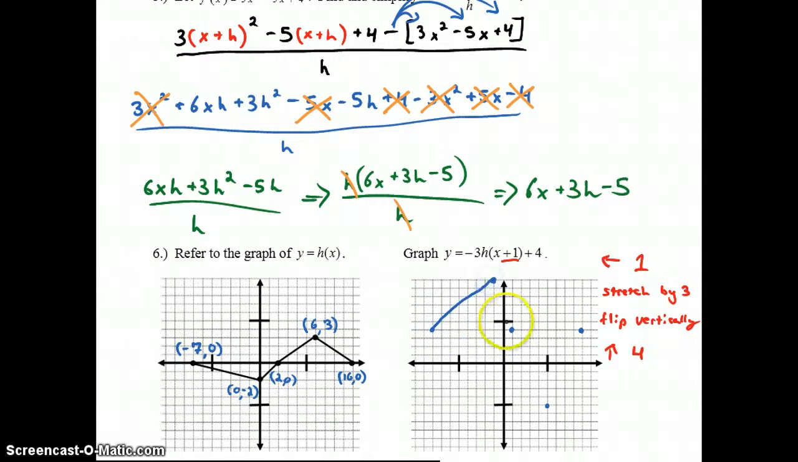In the end, this graph will look like this. I can see that everything's moved over 1. Awesome. I can see everything's stretched out. It looks like it's flipped over, and it's moved up. A quick check to make sure that I've done things right.